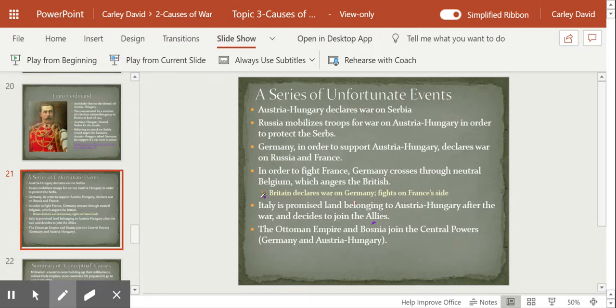So finally, at the end here, you're rounding out the different sides. Italy is promised some land belonging to Austria-Hungary if they join the Allies, so they join, and then the Ottoman Empire and Bosnia join the Central Powers, kind of as a bit of an afterthought, just to be in the mix as well.